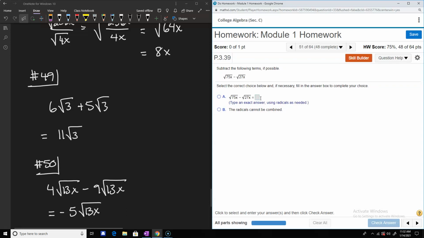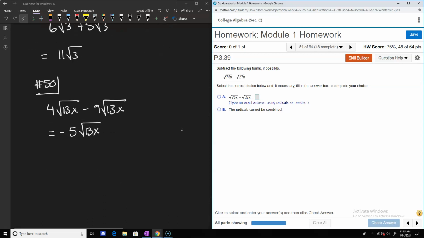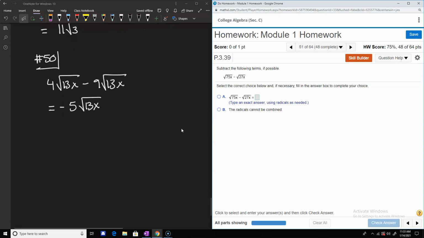All right, now in number 51 here, these are not like terms, right? You can't just put them together as is. So we need to try and simplify the radicals. Again, you want to look for things that you know are square roots that are factors. So 75, I know 25 goes into that, and that's going to be a perfect square. And for 27, I know 9 goes into that. So that's going to be a key to simplifying number 51.